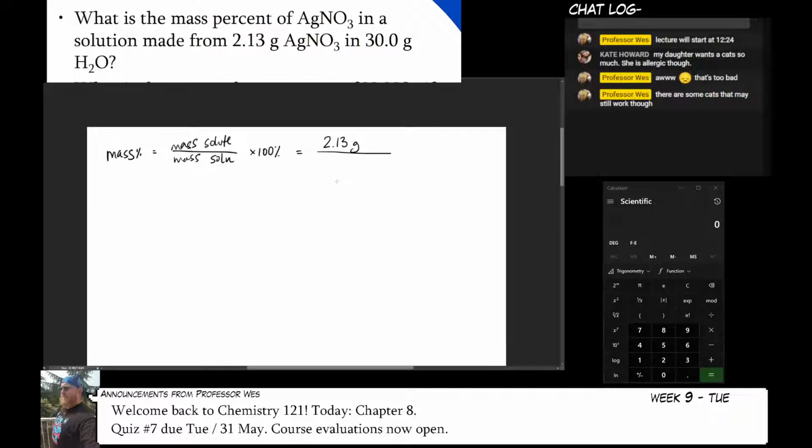So that's both things added together. So 30 plus 2.13 would be 32.13. Times 100%. We'll go over the calculator here, which is hiding for some reason from me. Oh, not divide by 100, times 100. So we get 6.63%. All right, so this solution is 6.63% silver nitrate by mass.